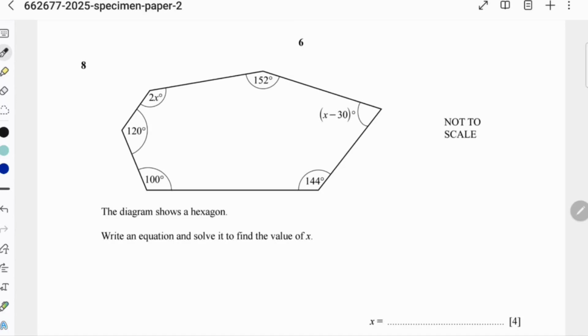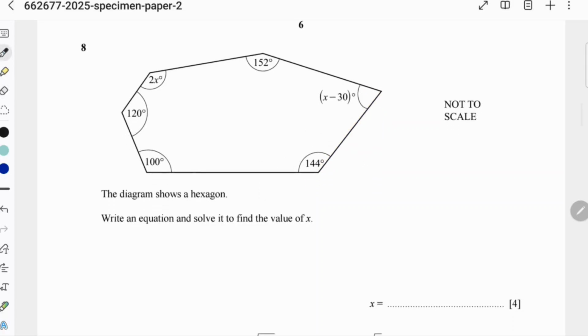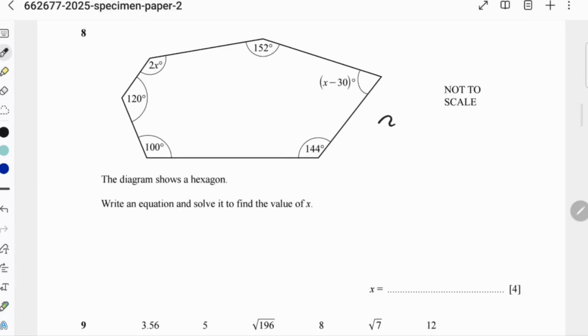Okay, the next question, question number 8. The diagram shows a hexagon. Write an equation to solve the value for x. First of all, we need to find out how many sides this polygon has: 1, 2, 3, 4, 5, 6. It means it's a hexagon. Hexagon has 6 sides.